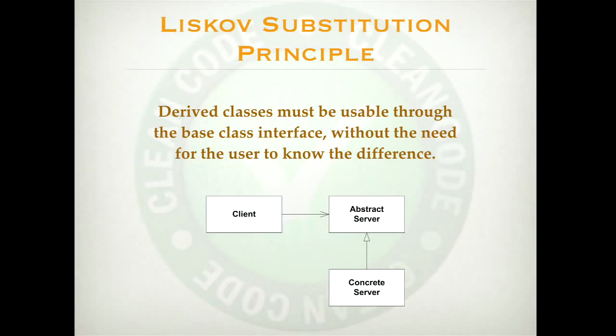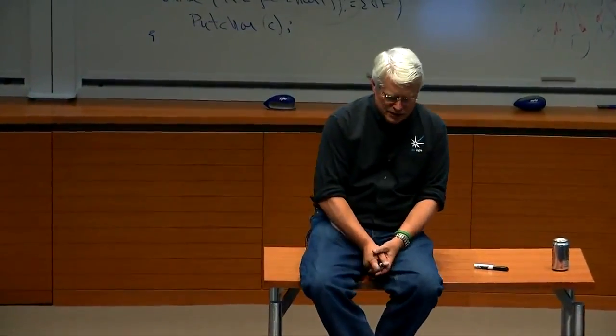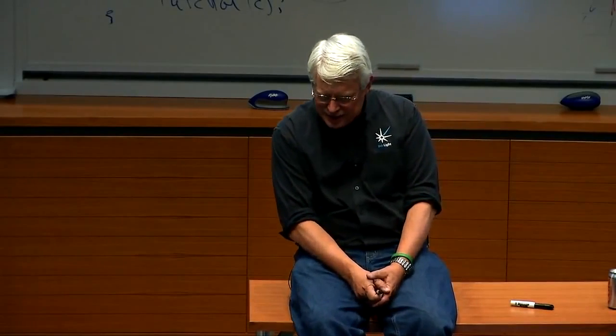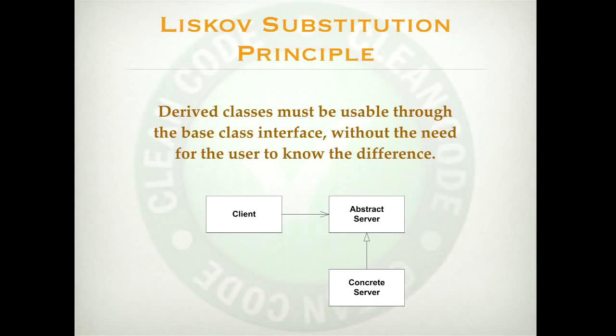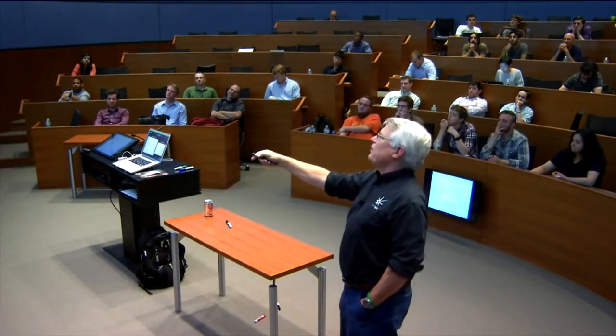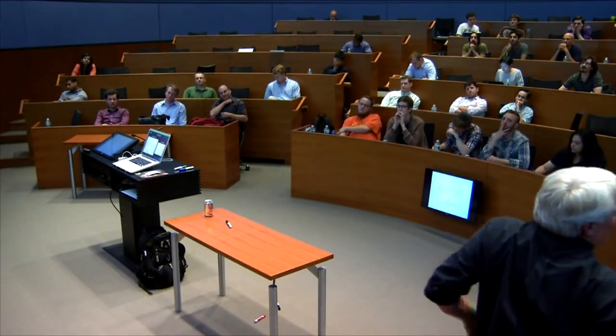This is called the Liskov substitution principle. It was invented by Barbara Liskov in 1988. 1988 was a good year for principles. Barbara Liskov said this. Well, actually, this is a paraphrase, because what she wrote was a mathematical formula. But what I will do is paraphrase that formula. Derived classes must be usable through the base class interface without the need for the user to know the difference. That makes perfect sense, right? I've got some user, and the user uses a base class, but I've got a derivative. I should be able to substitute that derivative in, and the client shouldn't know anything about it. Simple polymorphism, right?